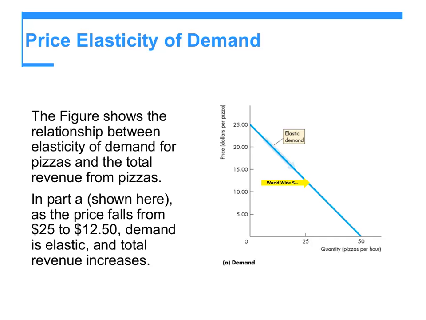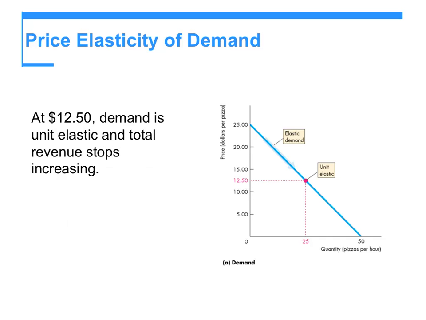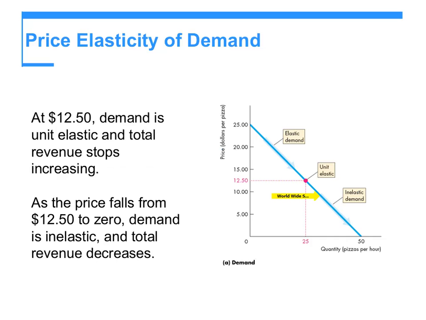Okay. And we have exactly unit elastic at the point of 12.50, where the change in demand and the change in price are going to be the same. At 12.50 demand is unit elastic and total revenue stops increasing or decreasing. Previously it was increasing, at this point it stops increasing, and here it starts decreasing. Okay, so let's go further. You can see here, as the price falls from 12.50 to 0, demand is inelastic, as we explained, and total revenue decreases, because the change in price doesn't really influence the demand. So the change in demand over the average demand, divided by the change in price over the average price, doesn't give you more than 1. It means that the demand is inelastic.